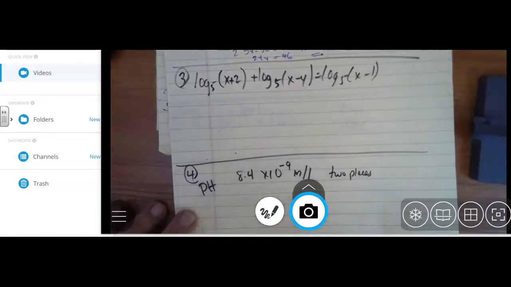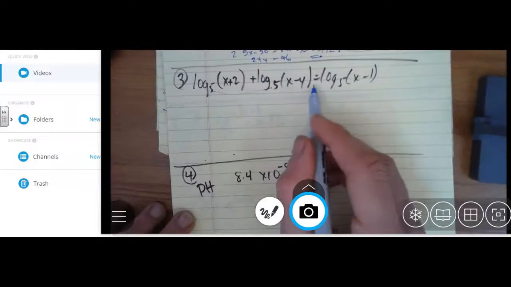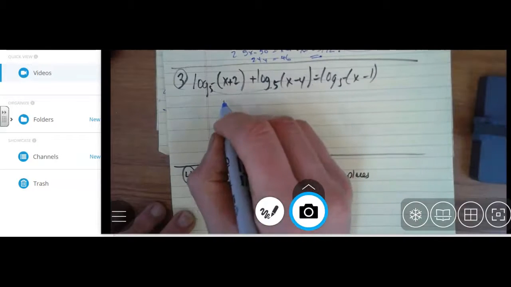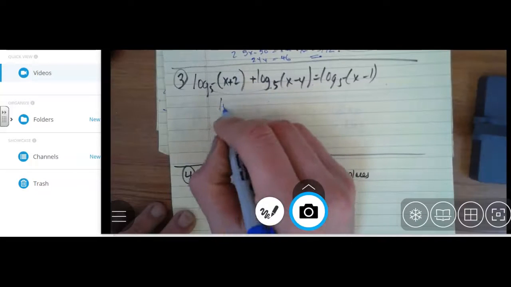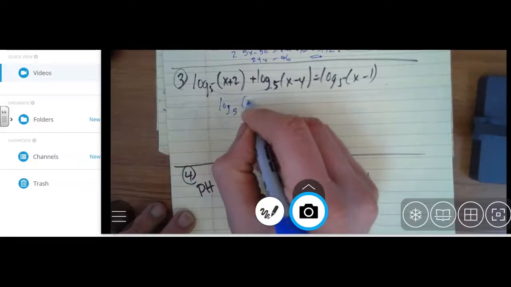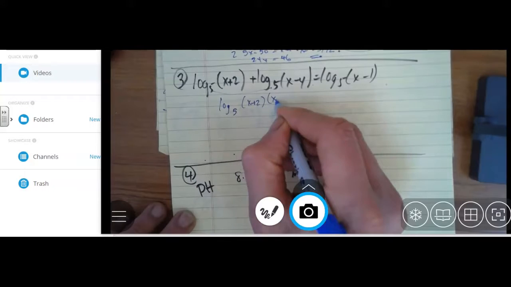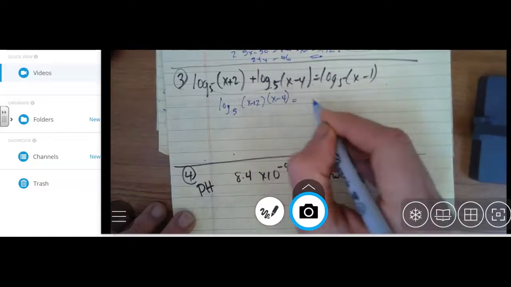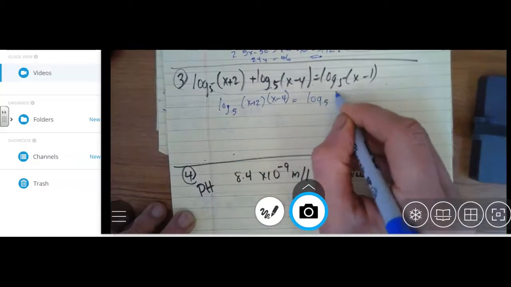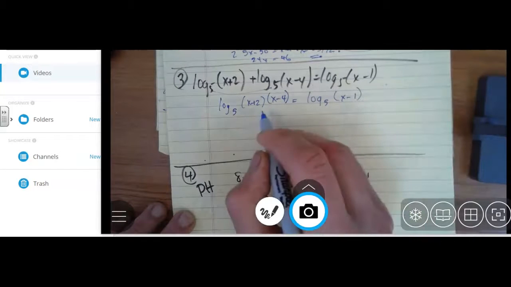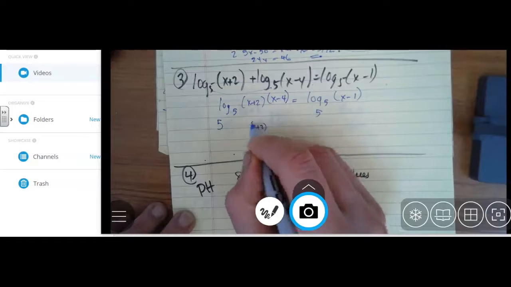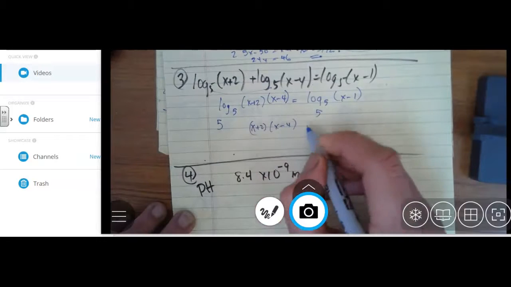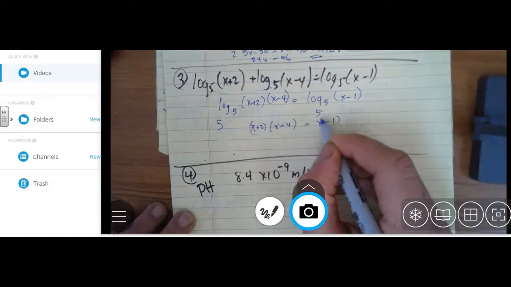Now down here for number 3, again we have addition, and remember addition of logs is the same as multiplication, so you can have log base 5 of x plus 2 times x minus 4, and that's going to equal log base 5 of x minus 1. Then again, you're taking 5 as the base on both sides, and you're going to get x plus 2 times x minus 4, and that's going to equal x minus 1, and then you have to multiply this out.